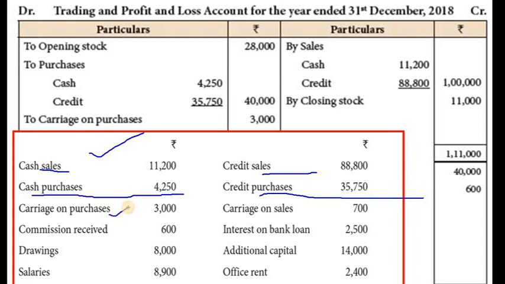Carriage on purchases, as I already discussed, will come on the debit side of the trading account. Carriage on sales will come on the debit side of the profit and loss account.